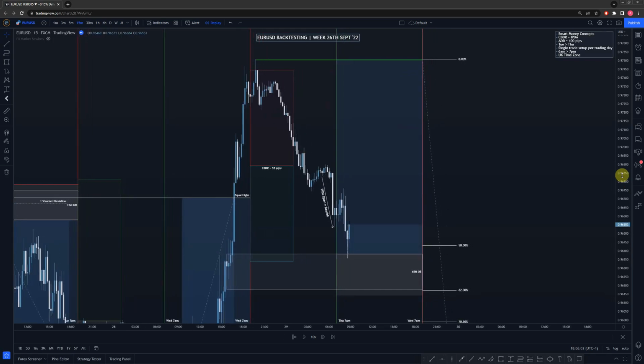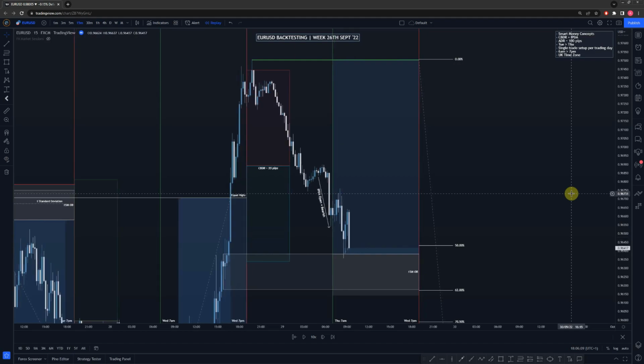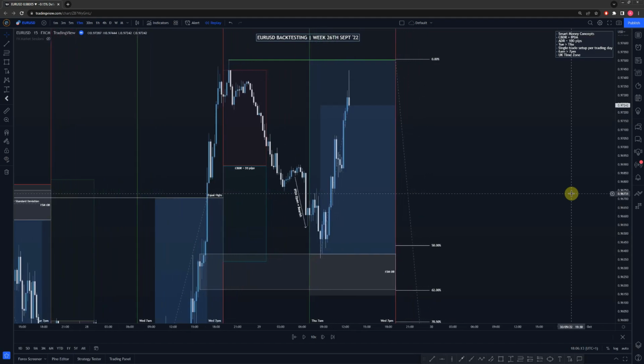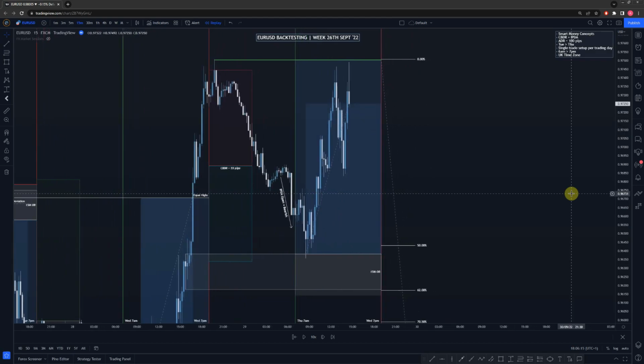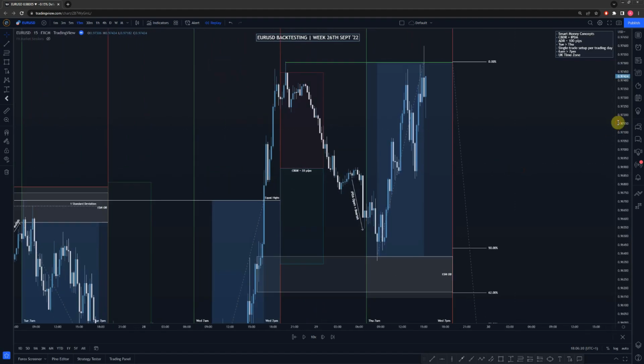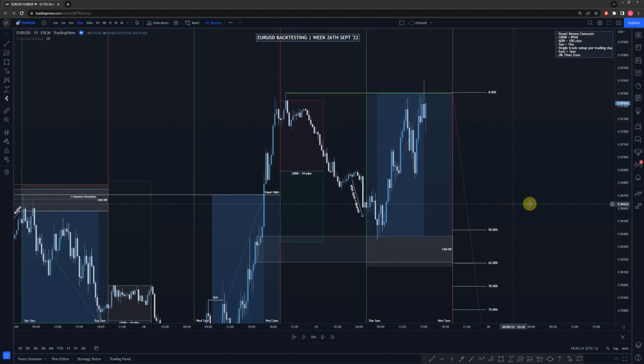Okay, price has tapped into the 15-minute order block, and as soon as it taps into it, we've got a good rejection from there. And let's just fast forward, and okay, and there's our take profit taken.